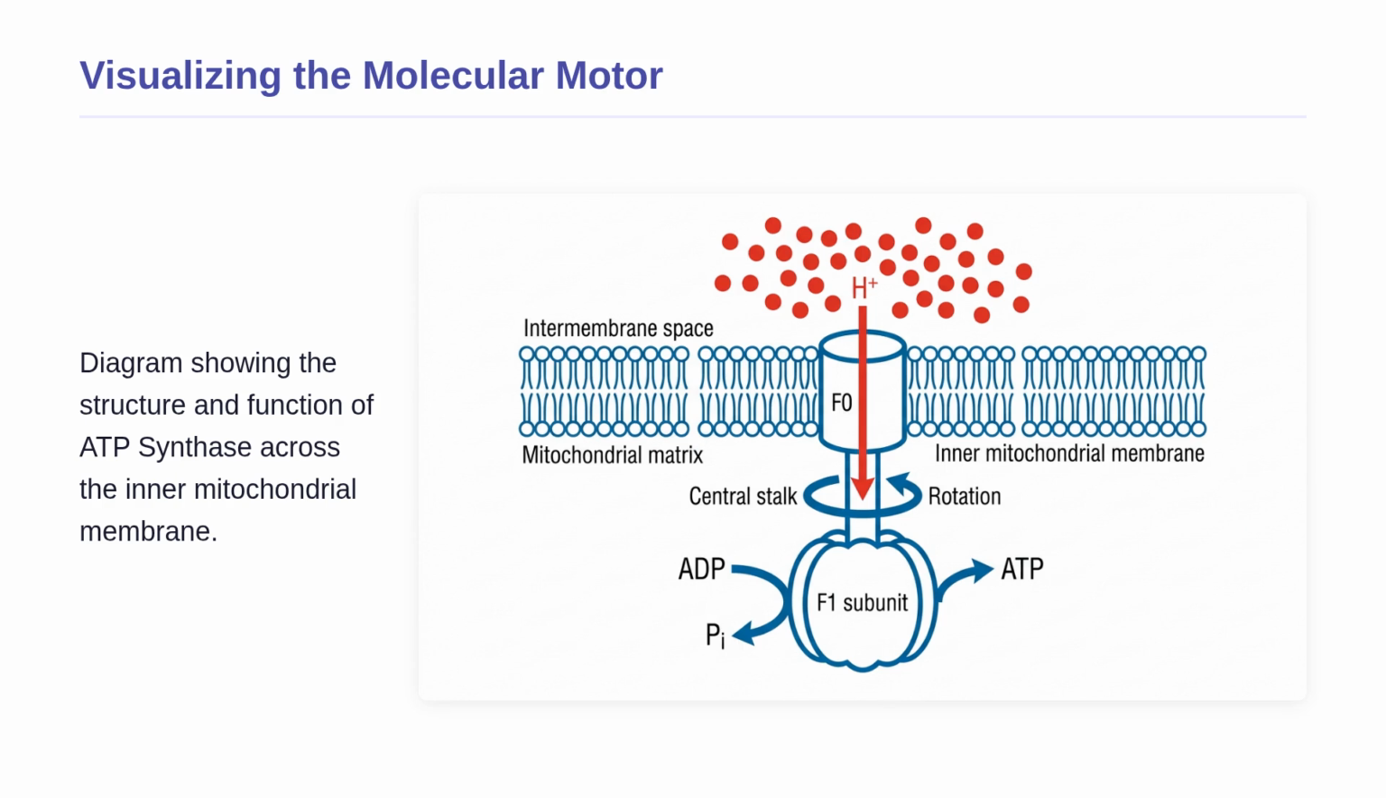Finally, look at the large F1 subunit in the matrix. As the stalk turns, it mechanically forces ADP and inorganic phosphate together, shown by the blue arrows, releasing a newly synthesized ATP molecule.